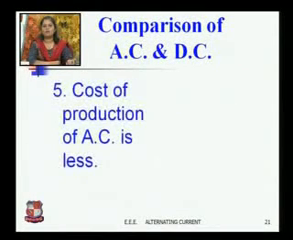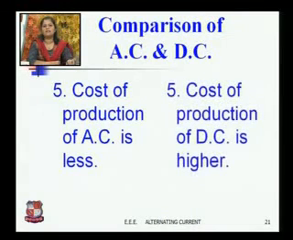Now the next point for a comparison is that the cost of production of AC is less, while in DC the cost of production is high. The reason is that if you are considering the alternating quantity, then it starts from the zero value and gradually increases and reaches up to the maximum value. But when you are considering a DC quantity, then the DC quantity has a fixed value.